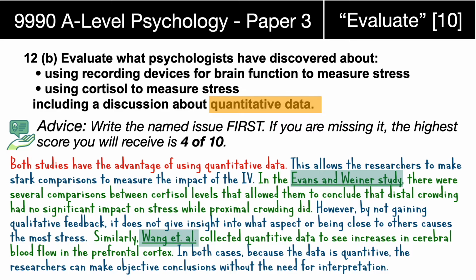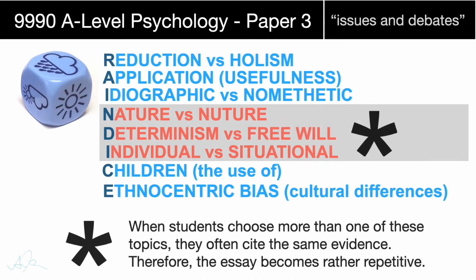Okay, so moving on, what are the various things that are issues and debates? Well, these are the lists that Cambridge gives us. I use the stupid acronym RAIN DICE, but it's really not that important. It just helps me remember to list them, get all 7 of them in one place. Is that 7 or 8? 8 of them in one place. But the ones in red, nature, nurture, determinism, free will, individual, situational, like I said before, they kind of bleed together and they don't become very distinct from each other.